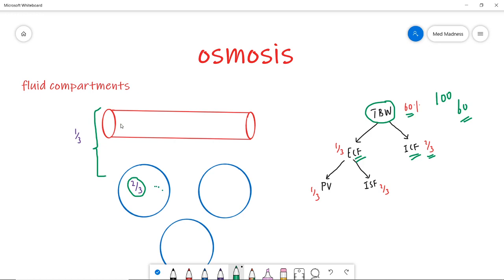The extracellular space has two compartments. One is the plasma and number two is the interstitial space. Note that 2/3 of the extracellular volume is in the interstitium, that is in between the cells, and only 1/3 is in the plasma, right? So you have your major body water inside the cells.